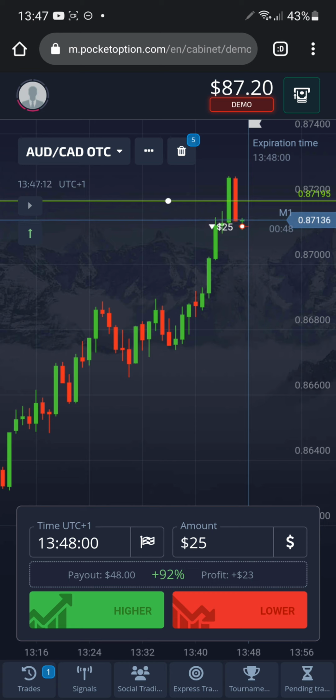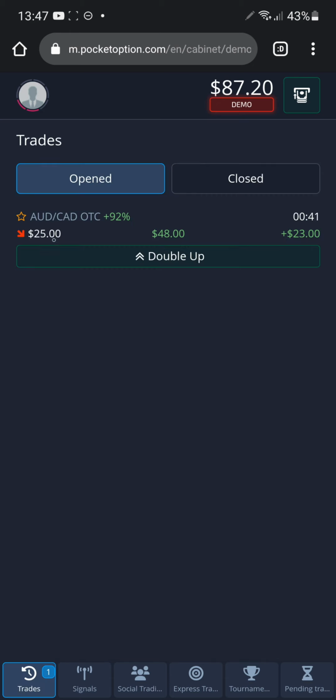It's just one of those things. I'm still showcasing about this amount. You can see now that we've entered this trade, the amount we entered for was $25, but our payout amount is going to be 48. The profit is going to be $23 because $23 is 92% of 25, basically. So they are paying us 92%.